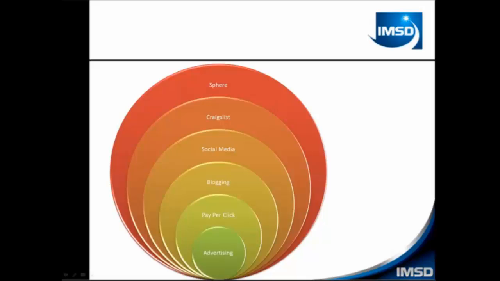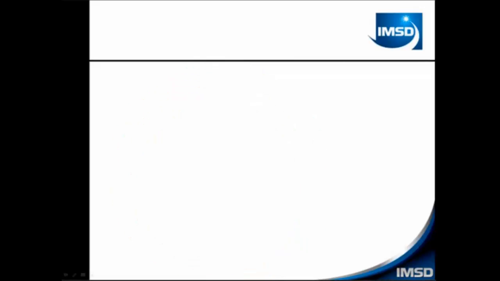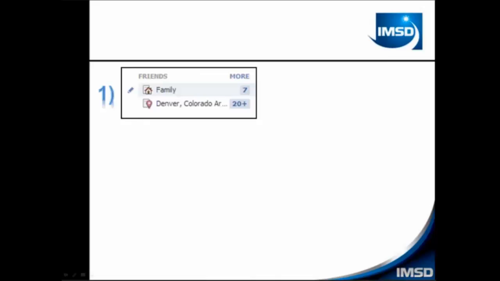Let's look at each one of these areas and give you a way to help you keep it on time. All right, here we go. Social media. You should be using lists. If you're not using lists, you're wasting your time on social media.